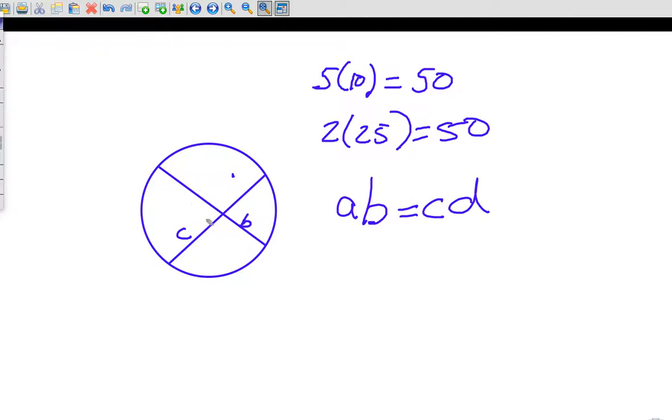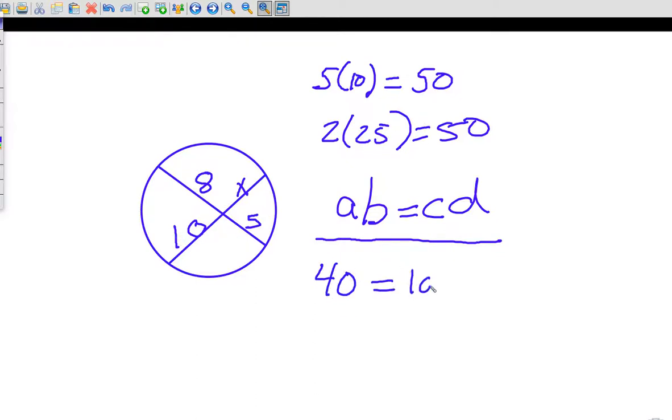Well, what can we do with that information? Say, for instance, that this segment is 8, this segment is 5, this segment is X, and this segment is 10. Using this information, we can determine what the value of X actually is. We multiply the 2 segment pieces that are on the same chord together, so 40 is equal to 10 times X. And then we can solve the equation for X. We divide both sides by 10, so X equals 4.